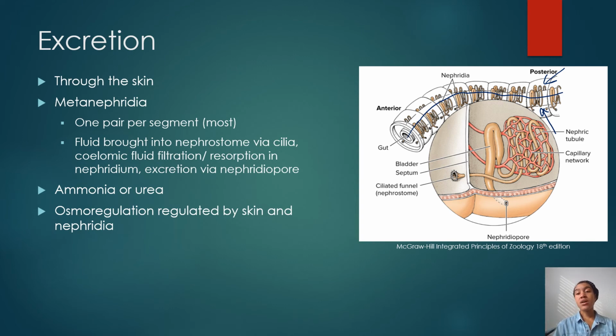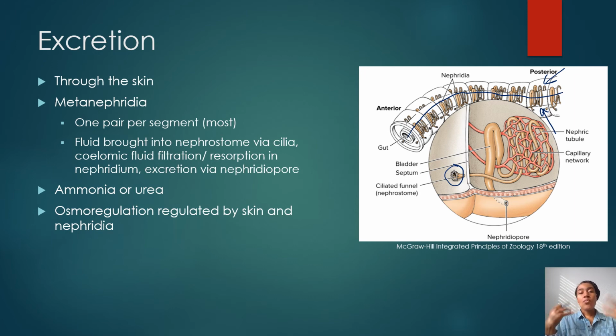So how do these organs work? The metanephridia has something called a nephrostome, which is this opening. And the nephrostome of one segment's metanephridia actually opens in the segment anterior to it. So it bisects the septum that separates the different segments and opens up over there.